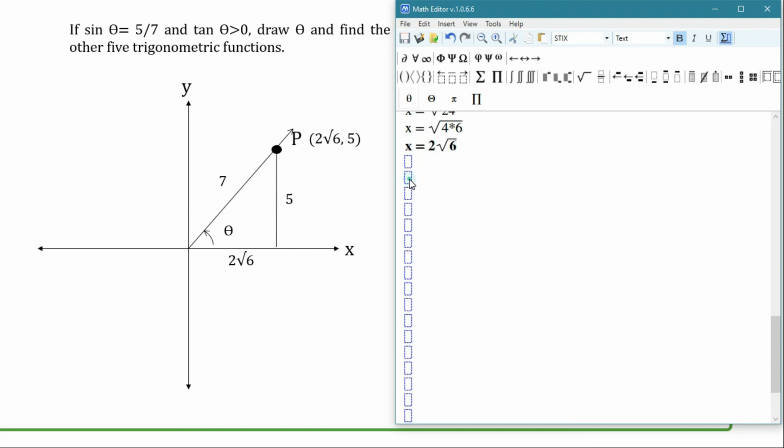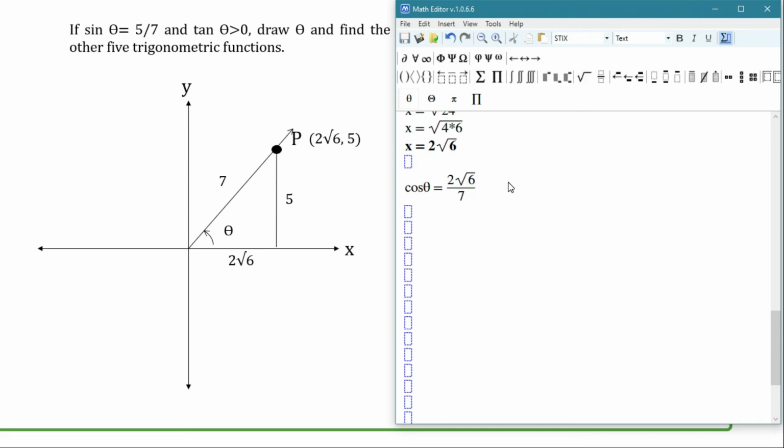So we are now ready to determine the different trigonometric functions of this angle. Since we are given the sine theta already, we do not need to look for it. We're just to look for the other 5 trigonometric functions. First, cosine theta. Cosine is abscissa over the hypotenuse. So that's going to be 2 square root of 6 over 7, since 7 is our hypotenuse.